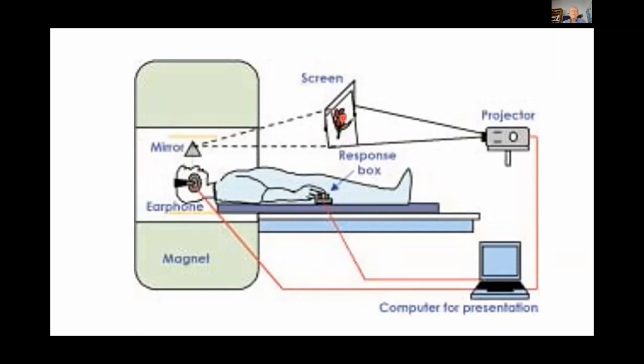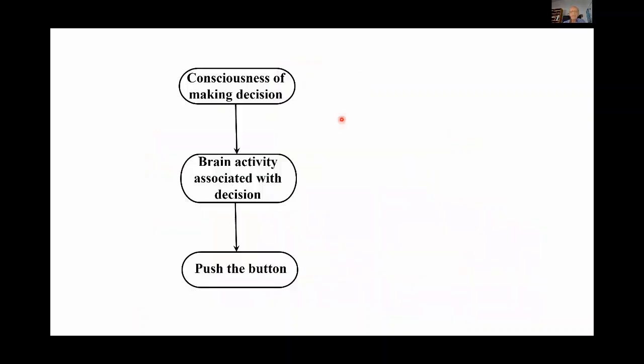At the same time, letters appeared in front of them on a screen, and they were asked to report the letter they saw when they decided to press one of the buttons. This allowed determination of the time at which they were conscious of having made their free will decision to press either button. Now, one would expect the decision to occur in time before the associated brain activity. That is, a conscious decision made, then brain activity associated with the decision appears, and then the button is pushed.